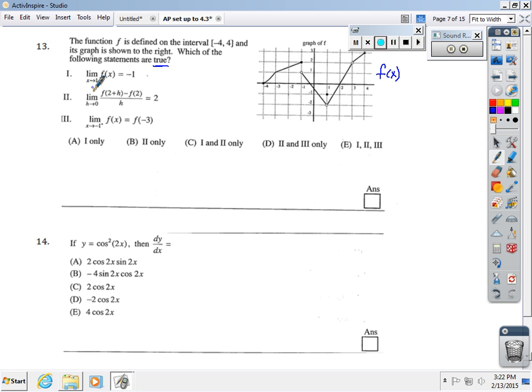Okay, the first question, the limit as x approaches 1 of f of x. So the limit as x approaches 1 coming in from the right and coming in from the left is equal to -2. Does not equal -1, so our first one is going to be false.